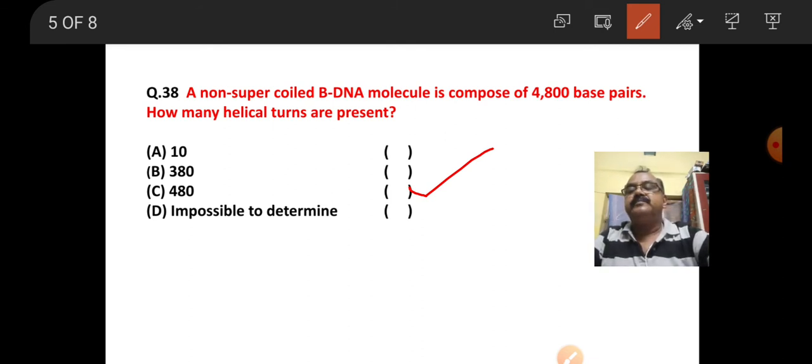Friends, different forms of DNA contain different numbers of base pairs per turn. The A form contains 11 base pairs, B form contains 10 pairs, C form contains 9 pairs, D form contains 8 pairs, and Z form of DNA contains 12 base pairs.